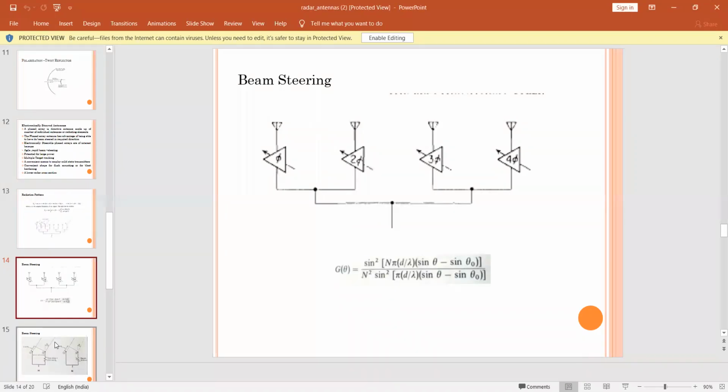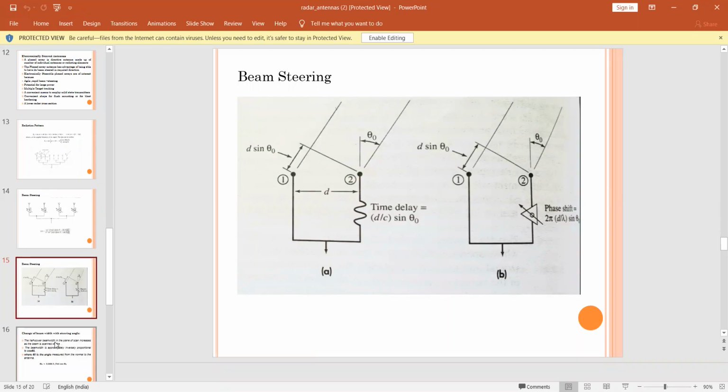Now we'll move on to the next important topic, the steering of antenna. Beam steering: the beam of a linear array can be steered in angle by changing the relative time delays between the elements. Beam is nothing but an antenna beam.